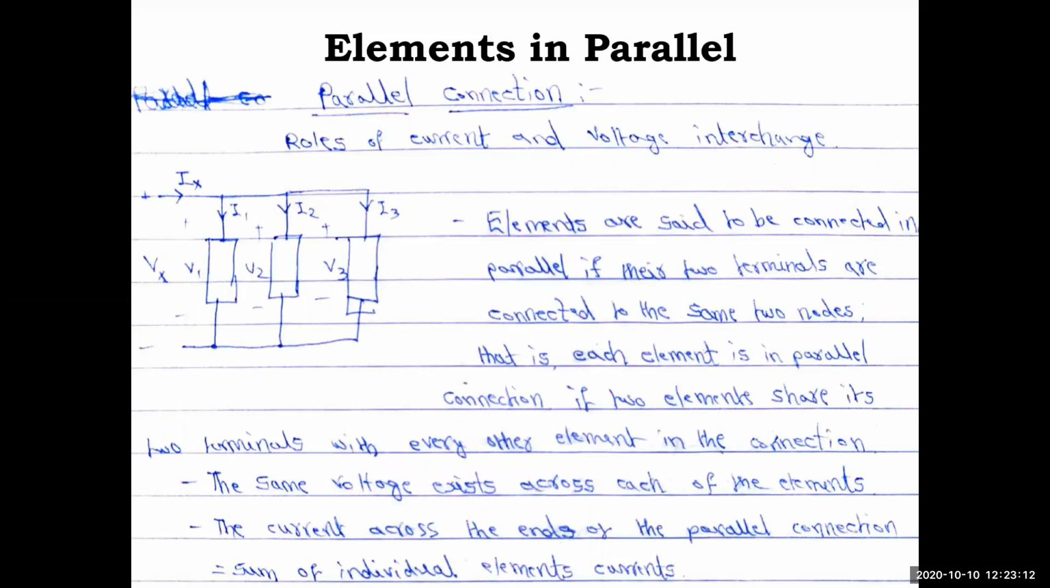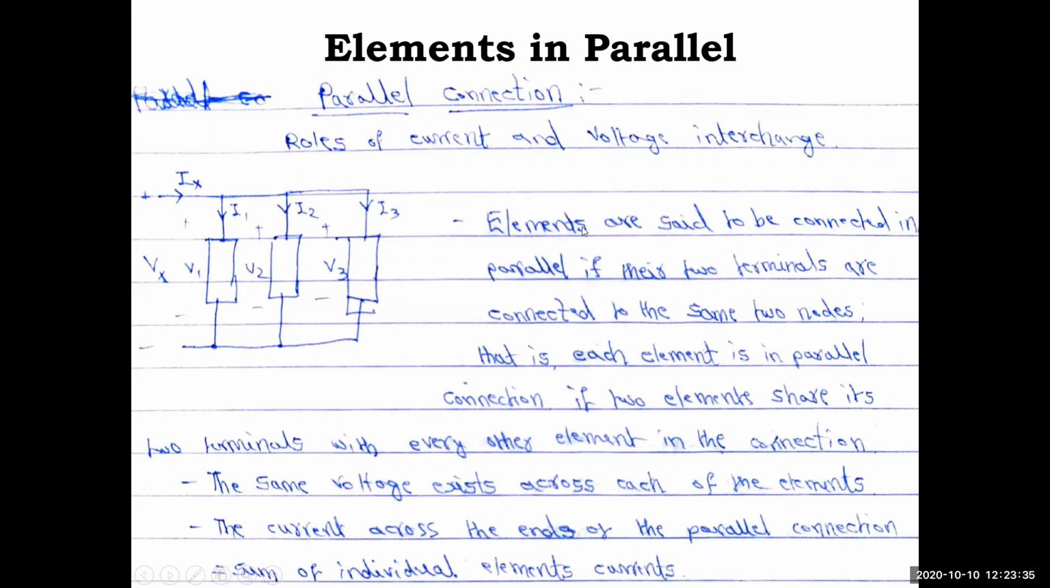Elements in parallel. Compared to the series connection, here the roles of current and voltage get interchanged. That is the only difference. Here Kirchhoff's current law comes into the picture, and Kirchhoff's voltage law should not be violated. We will see the properties first, and then we'll see the elements one by one.